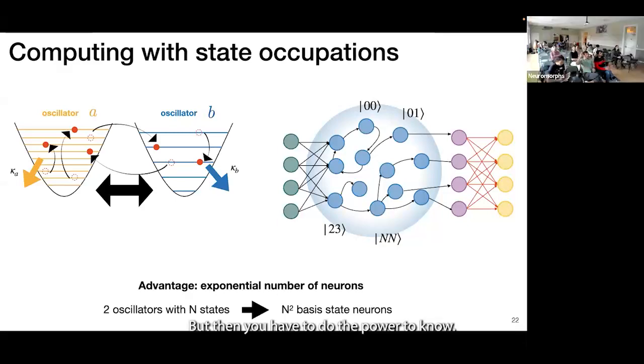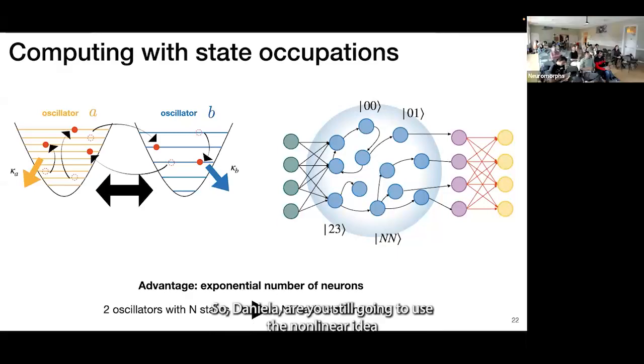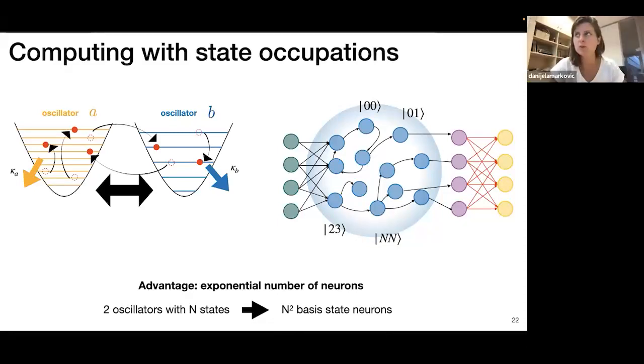So Daniela, 10 to the power 2. No, yes, 10 to the power of 2, sorry, absolutely. So Daniela, are you still going to use the nonlinearity of the Josephson junction here, or is this separate? This is separate. Okay. Here I'm going to use Josephson junctions to couple my oscillators, but here the nonlinearity is given by measurement.